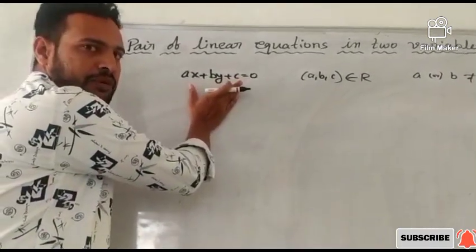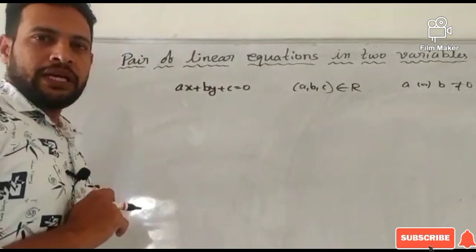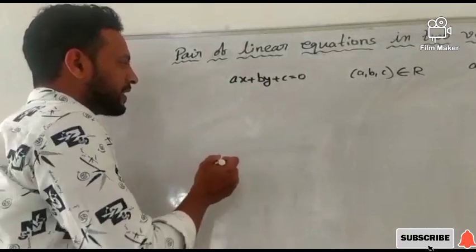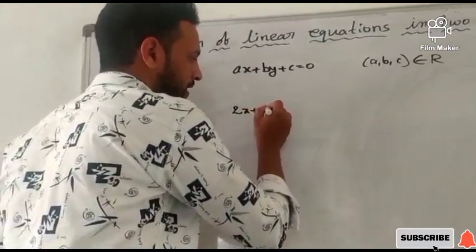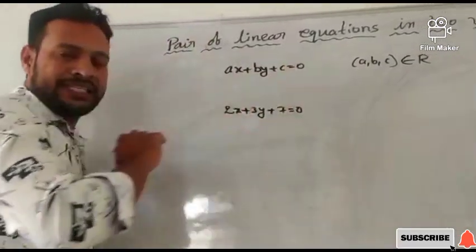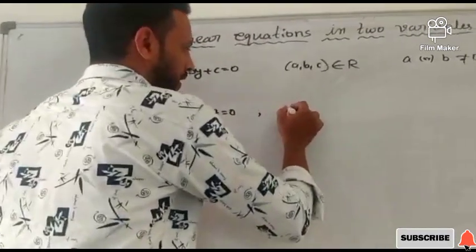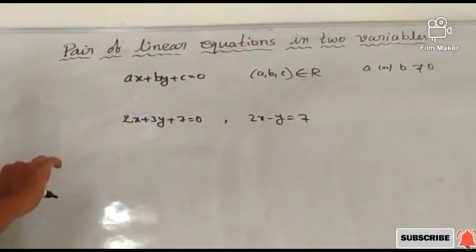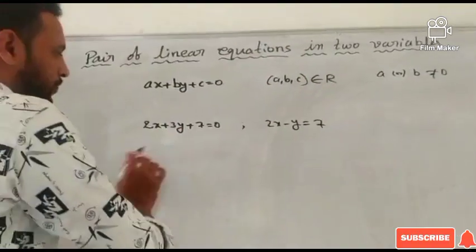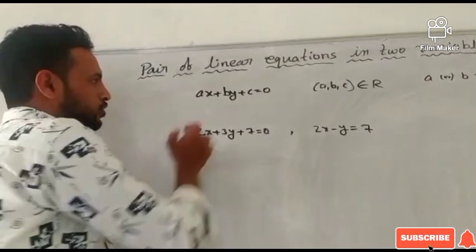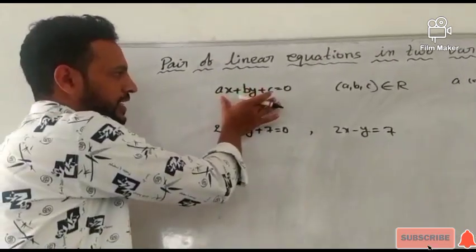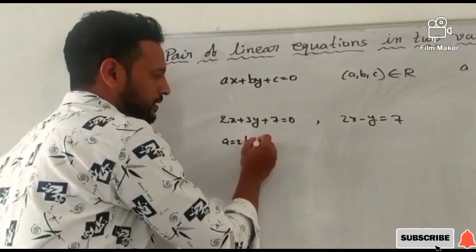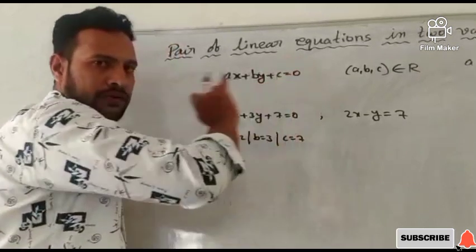So the equation ax plus by plus c is equal to 0 is said to be a linear equation in two variables. For example, 2x plus 3y plus 7 is equal to 0 is a linear equation, and 2x minus y is equal to 7 is also a linear equation in two variables. If you want to know the values of a, b, c, compare with the original equation ax plus by plus c is equal to 0. Then you will get a is equal to 2, b is equal to 3 and c is equal to 7.